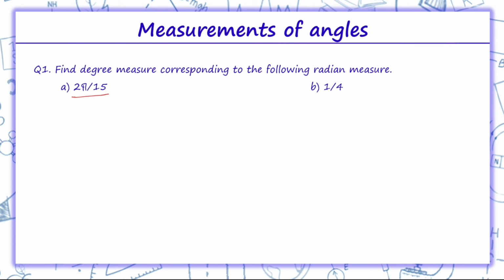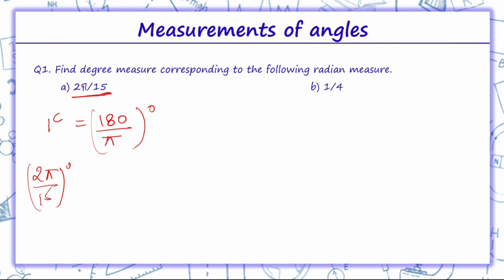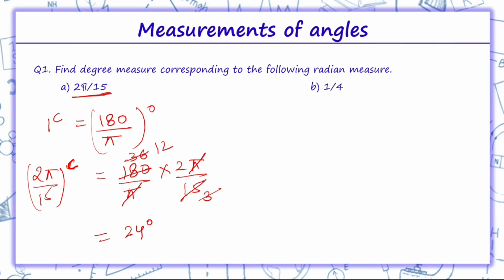So the radian measure is 2 pi by 15. We know 1 radian is equal to 180 upon pi degree. So 2 pi by 15 radian will be 180 by pi into 2 pi by 15. Here pi and pi will be cancelled out, and 5 into 3 is 15, 5 into 3 is 15, 6 into 3 is 18... thus we will get over here 24 degree.